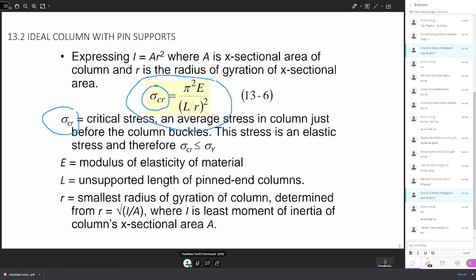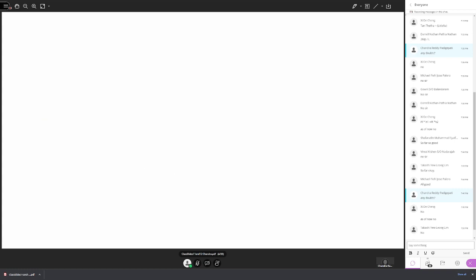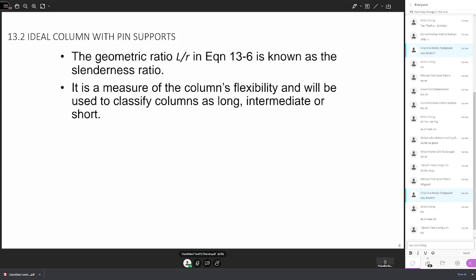square E, where E is the Young's modulus. L is the length again. Then r is the radius of gyration, and r can be calculated as the moment of inertia I over the cross-sectional area A, so I over A. Okay, so r is the radius of gyration. So this is the critical stress acting on the column when the column is about to collapse.